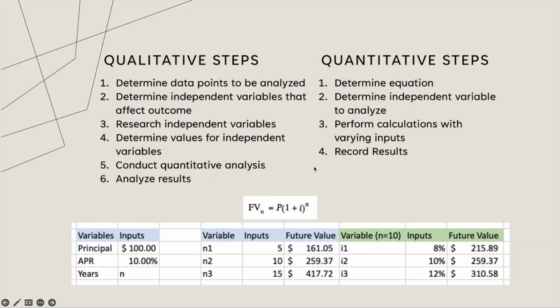Then we will conduct our quantitative analysis. So we've already determined our equation. We can determine the independent variable to analyze, years or interest rate, and then perform calculations with that equation. Once we've recorded our results, we can then go back over to qualitative and analyze those results. Here we see that our set changes in time had more of an impact on future value than our increments of interest rate.